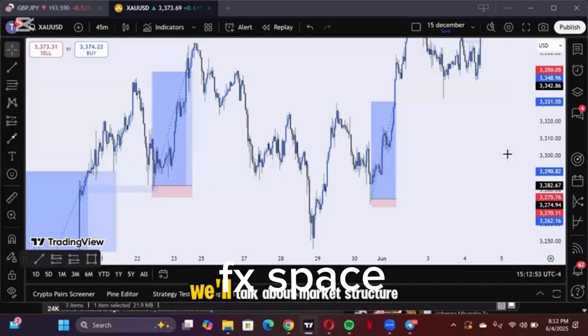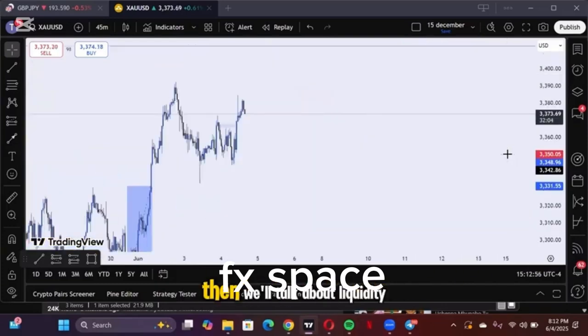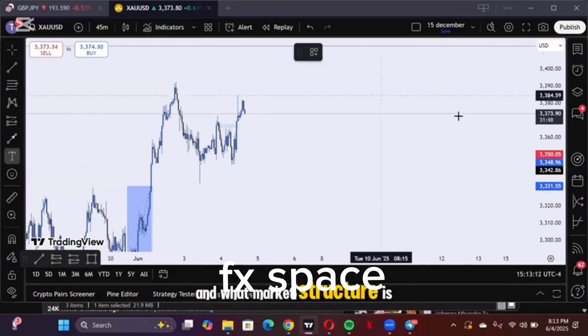So first of all, we'll talk about market structure, then we'll talk about liquidity, then we'll move to one point of interest. I make use of 2 points of interest, but I'm going to only introduce one in this class. I may introduce the other one, but I will go deep into it in the next class. So first of all, we are going to talk about market structure and what market structure is.